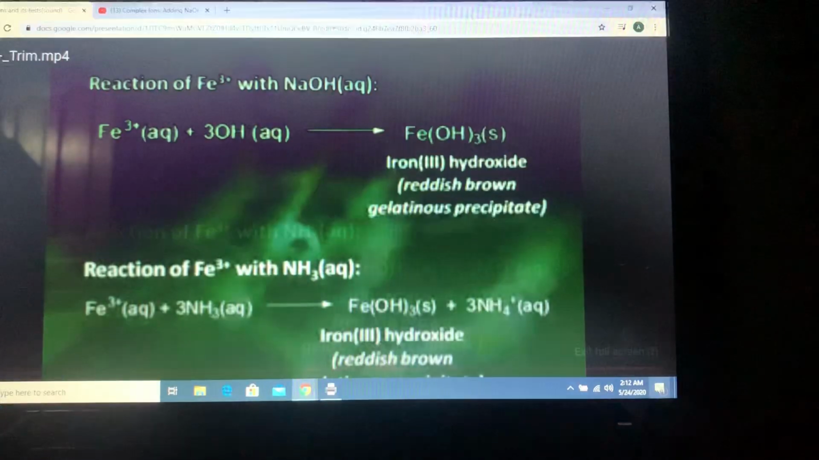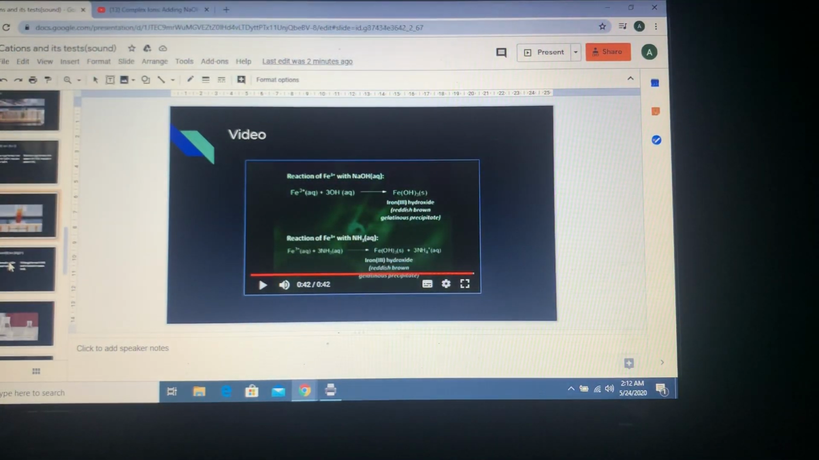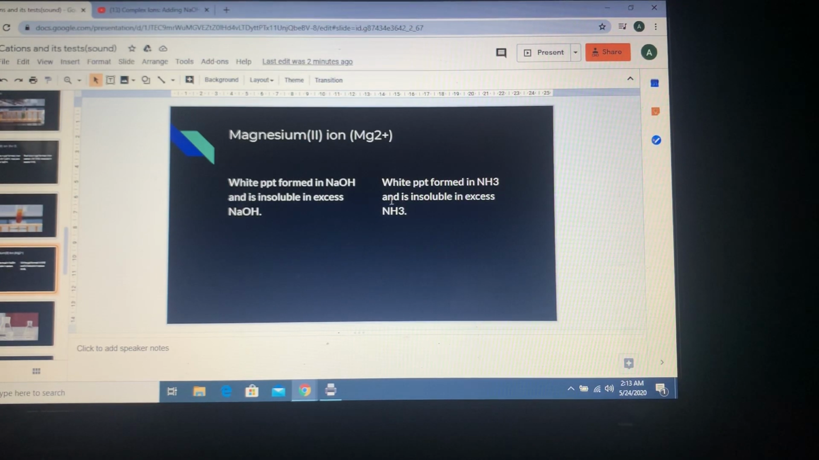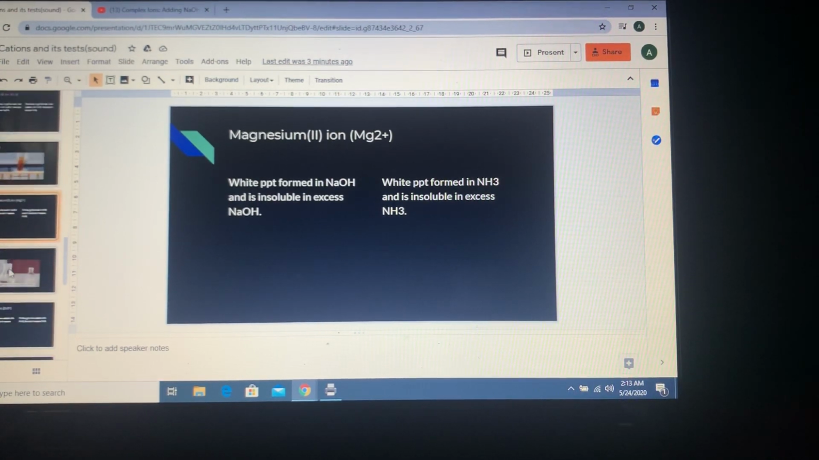So moving on to the next cation, Mg2+. To identify Mg2+, when you add a solution which contains Mg2+ with sodium hydroxide, a white PPT will be formed and will not dissolve in excess NaOH. And the same result will happen when you use ammonia. When you add ammonia, initially a white PPT will be formed and will not dissolve in excess ammonia.